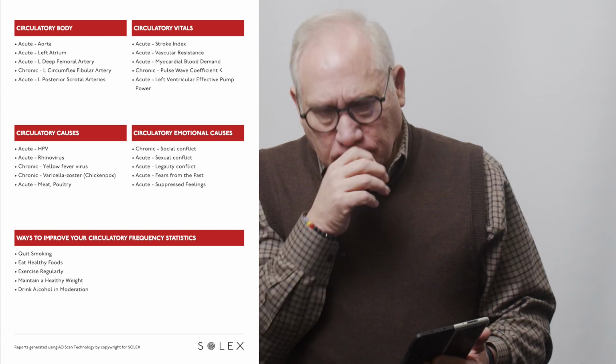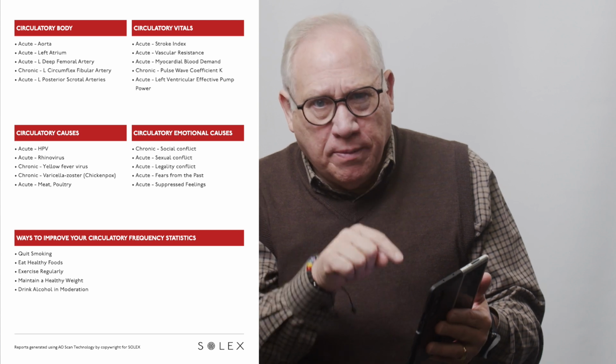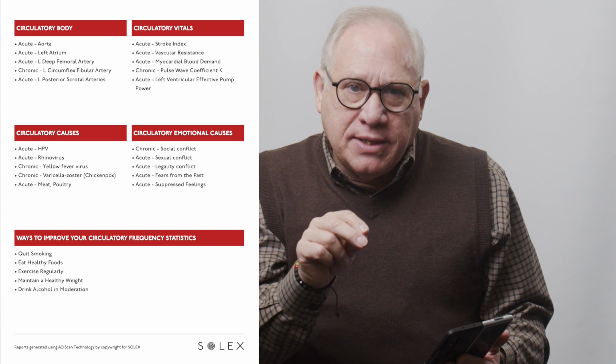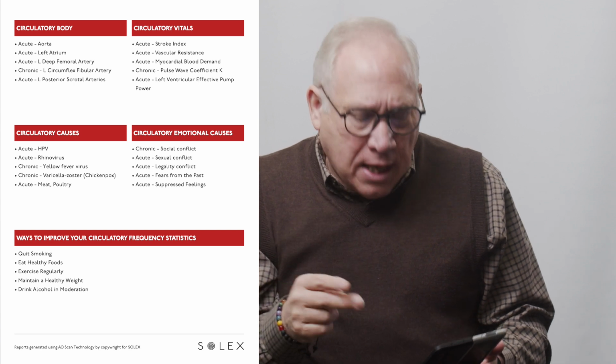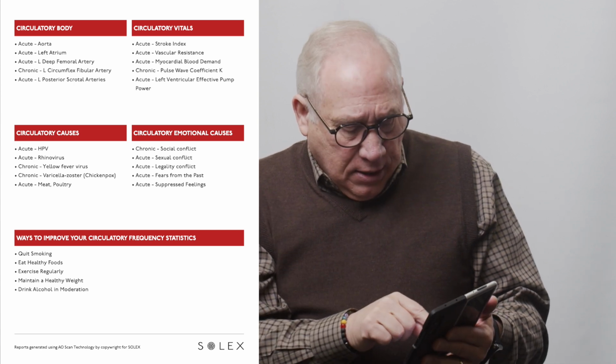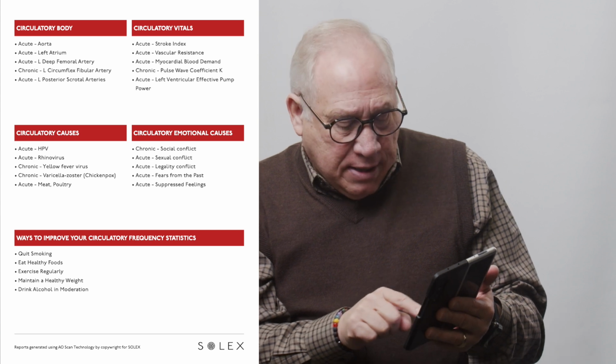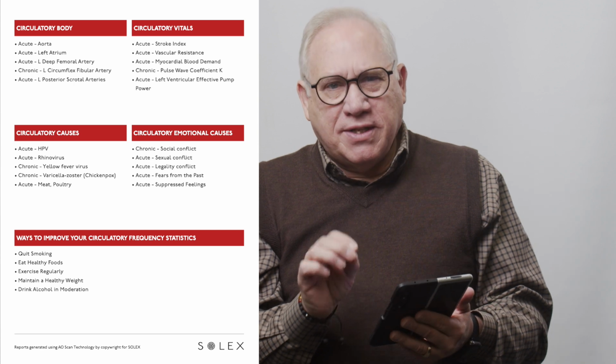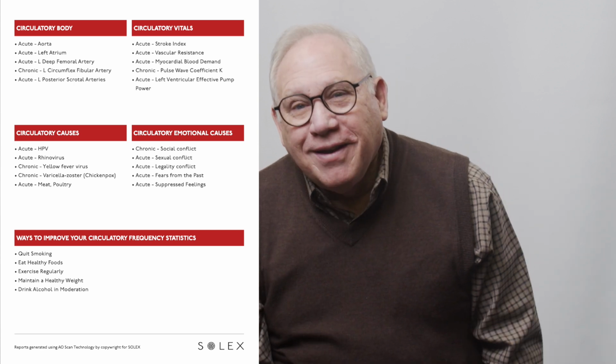Now, if you'll look on this report, and this leads me into another question, not really so much about the body systems, but one that comes up a lot, and we've talked about it. Go down to the bottom of this page here. It says ways to improve your circulatory frequency statistics. Very first one, quit smoking.